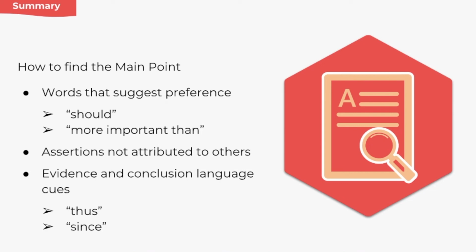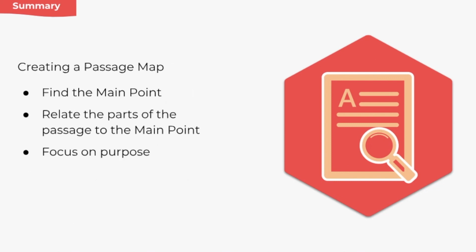If you see assertions that are not attributed to others, again, that tells you that you're looking at the author's view. And then maybe you see some words that give you a positive or negative viewpoint on something. Or you might even be able to use language cues like thus or since to help you find the main idea of the passage. So to create a passage map, you first find that main point, and then what you want to do is relate each of the paragraphs back to that main point and describe what that paragraph does in service of getting to that main point.